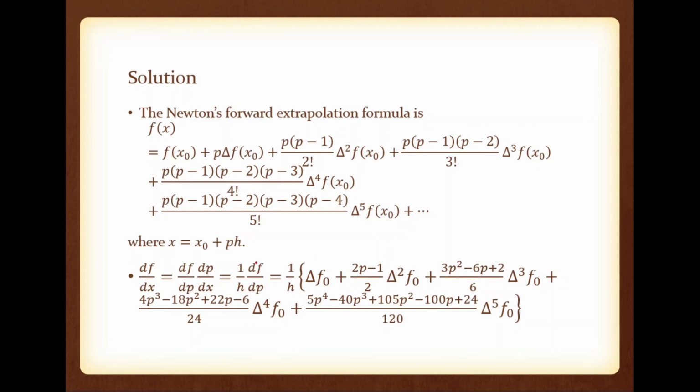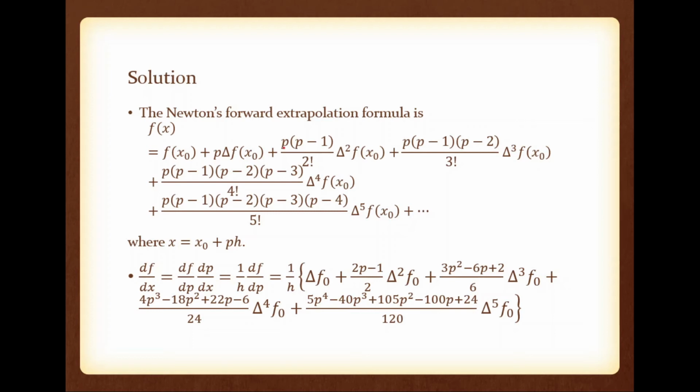Now we need the differentiation of f with respect to p. So this is f. The first element is independent with respect to p. So its differentiation is 0. That is not written here. It's 0. What is the next term? P into delta f of x0. Delta f of x0 or delta f0 is constant. So what is the derivative of p? That is 1. So we have 1 into delta f0 plus this delta square f0 is constant.